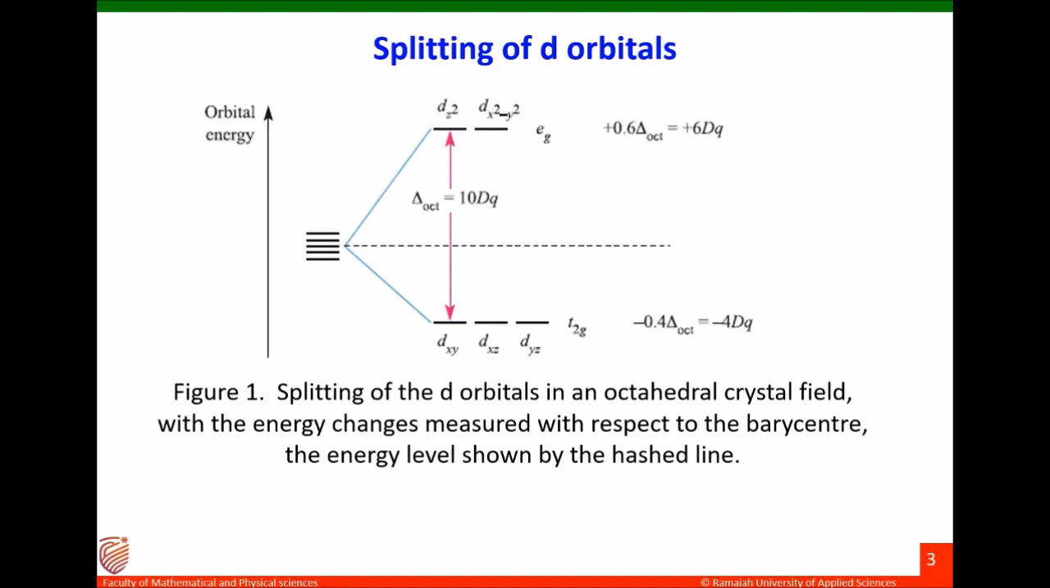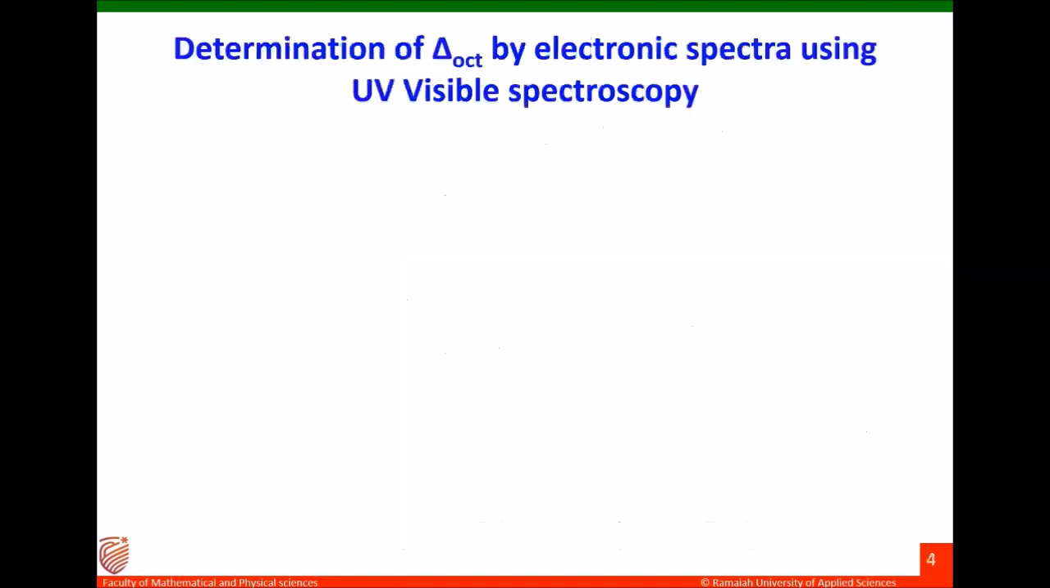The magnitude of delta octahedral is the strength of the crystal field, and the extremes of the crystal fields are termed as strong field and weak field. So delta octahedral for weak field will be lesser than that of delta octahedral of strong field. In the previous video lecture, we studied that the value of delta octahedral can be determined by electronic spectra using UV visible spectroscopy.